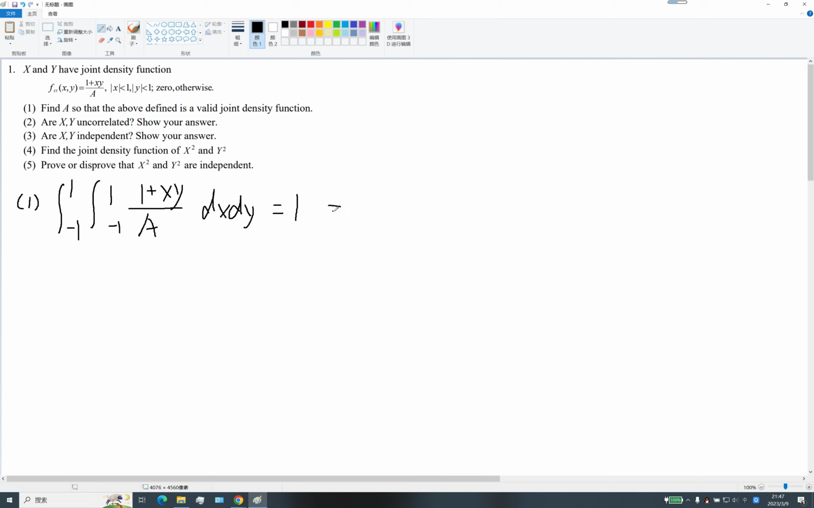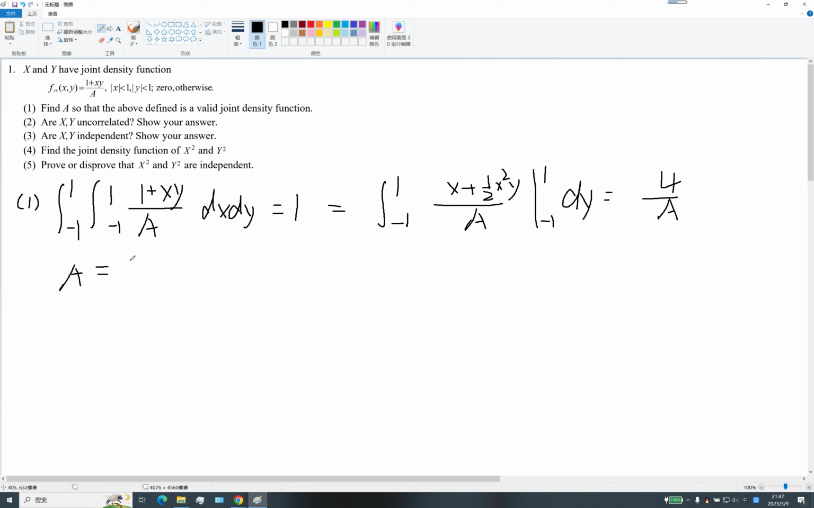And this is equal to the integral from -1 to 1, and inside is A, and it is equal to, so A is equal to 4.